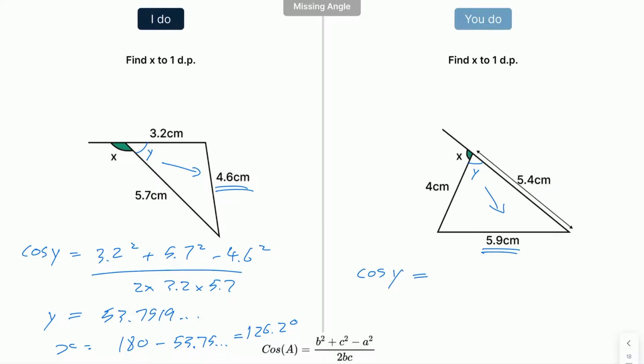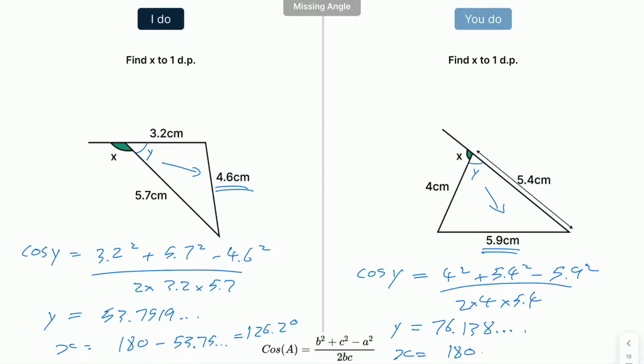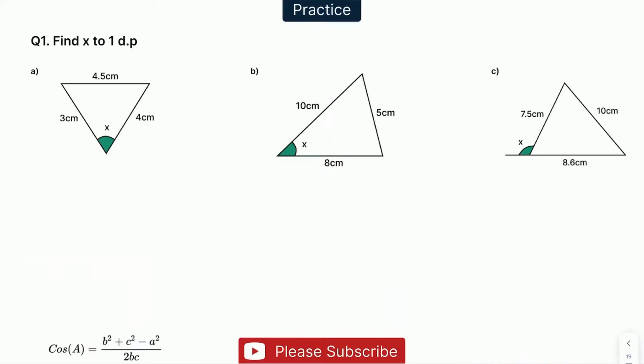Y is what we're finding first, so that is going to be 4 squared plus 5.4 squared minus a, which is what I've underlined, all over 2 times 4 times 5.4. And that gives me y as 76.138. Again, you don't want to round at this stage. Subtract that from 180. So x is going to be 180, take away y, which is 76 with all the decimals at the end. That gives me 103.9 to one decimal place.